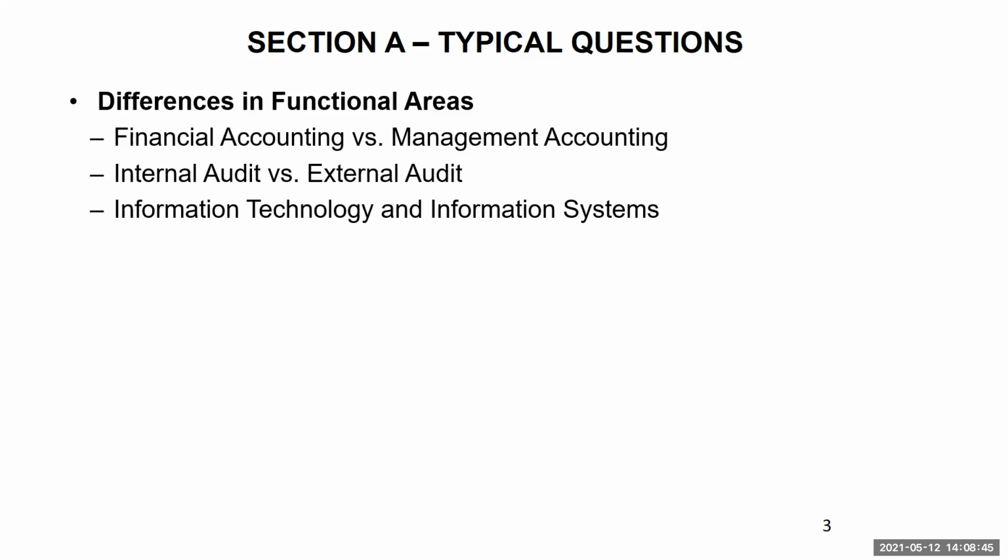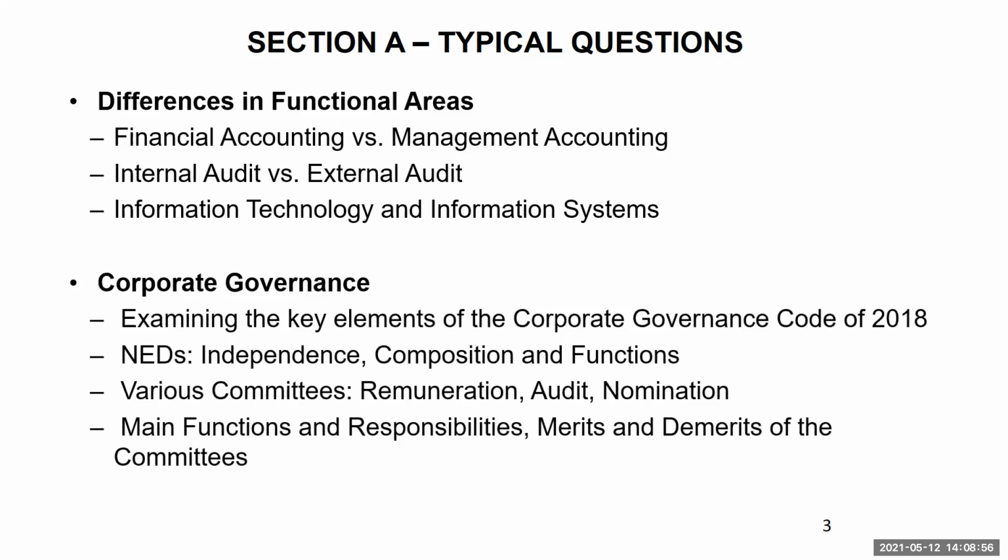So try to understand what information technology means and what information systems means, and the examples of IT or IS, to support your argument. Again, corporate governance, we can never do away with it in this course. It's very important. So look at corporate governance holistically. Examine the key elements of the Corporate Governance Code of 2018.